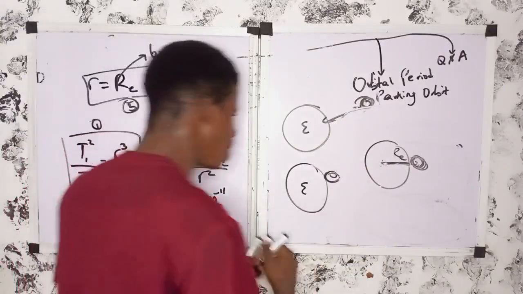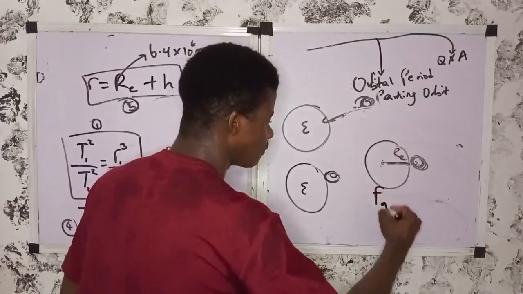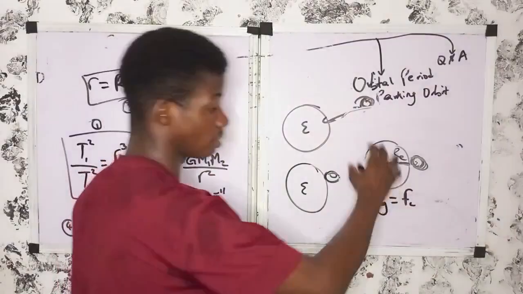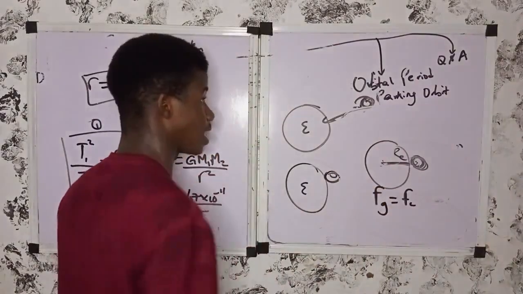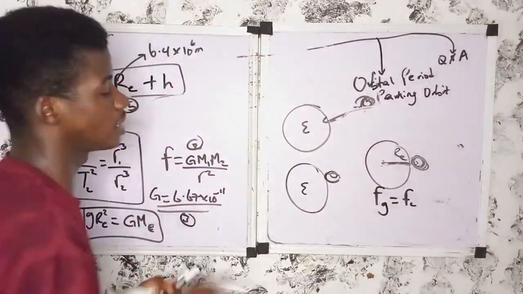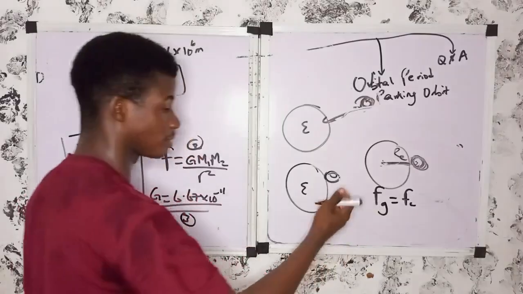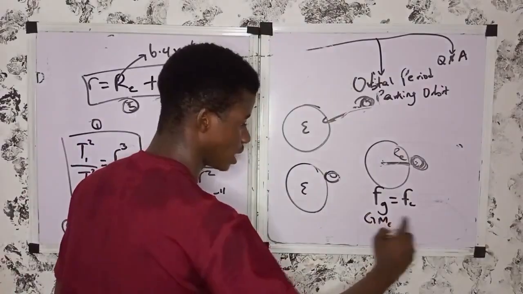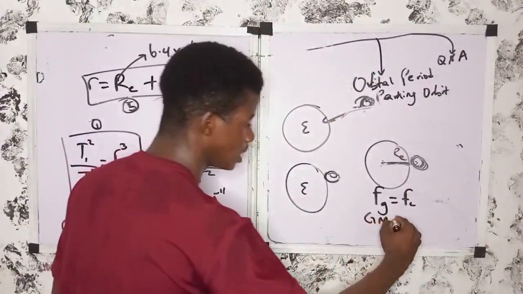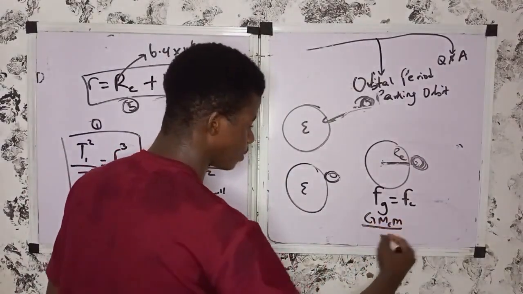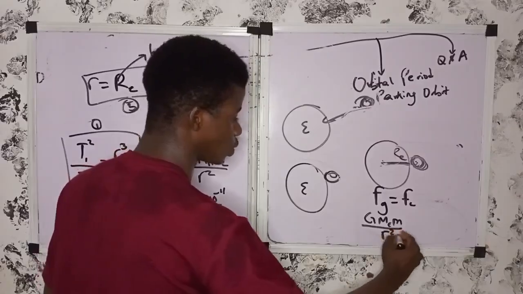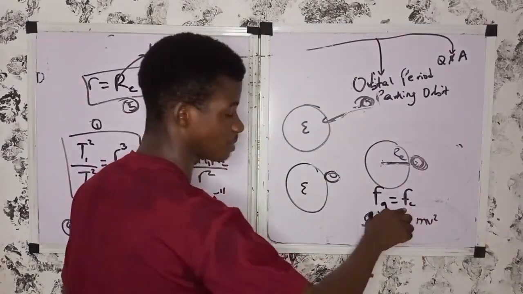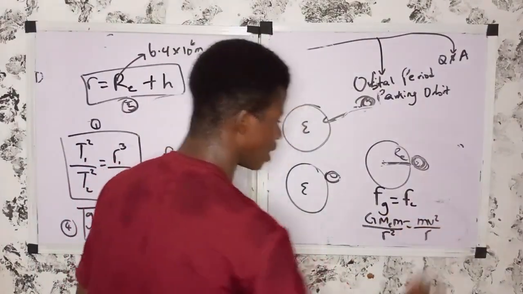Remember, it is the gravitational force that provides the centripetal force that enables the satellite to revolve around the Earth, right? The formula for gravitational force is G M m, where M is the mass of the Earth and m is the mass of the satellite, divided by the square of the distance between them, and this is equal to the centripetal force, m v squared over r.